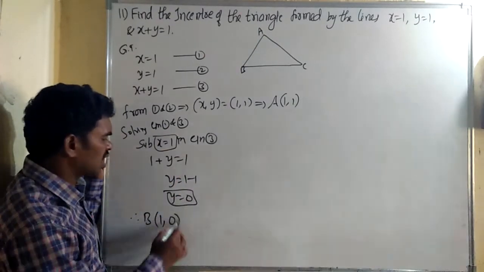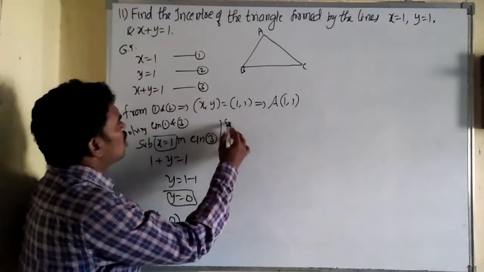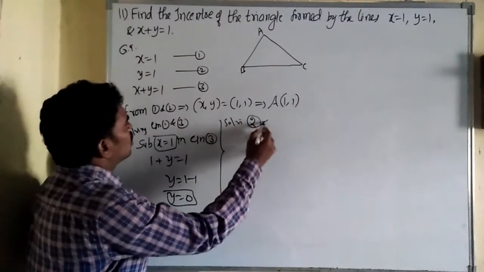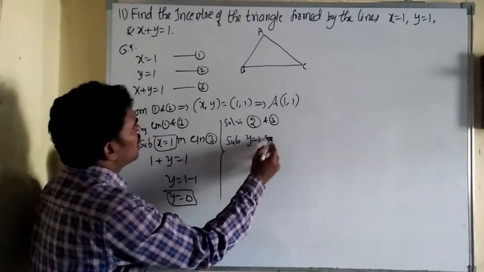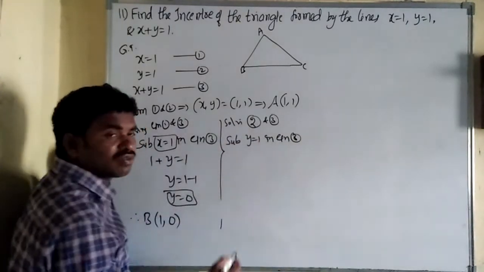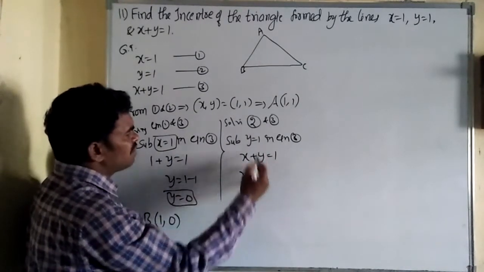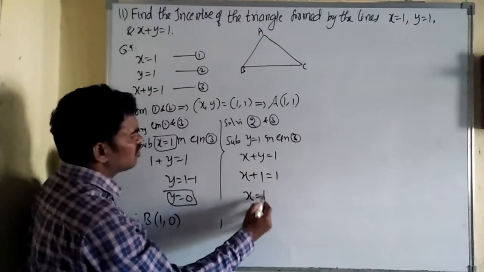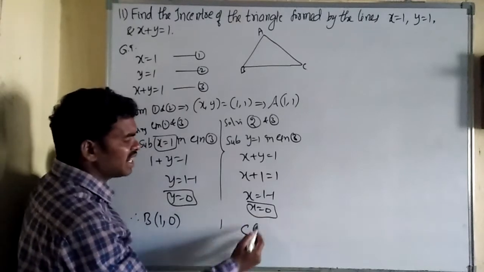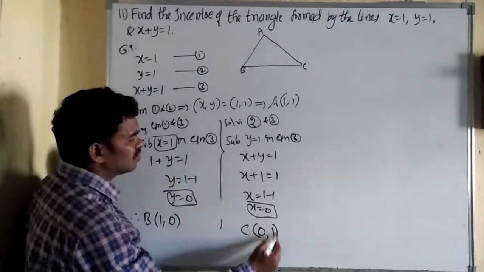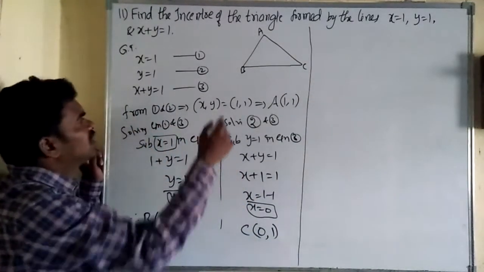So point taken as 1 comma 0. Next, similarly solving 2 and 3. That means substitute y equal to 1 in equation 3. So what is equation 3? x plus y is equal to 1. x means x, plus means plus, y means 1, is equal to 1. Then x is equal to 1 minus 1, x is equal to 0. So vertex C becomes, first write x value 0, then y value 1. So 0 comma 1. So we got all 3 vertices done.